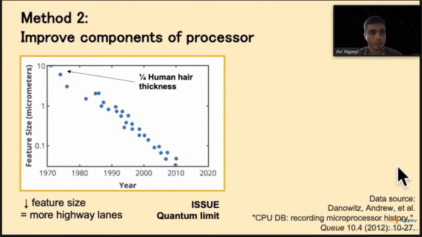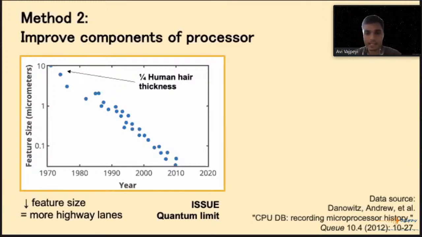Now, the second method was to improve the components of our processor. So the idea is that we want to improve the internals. By improving the internals, we're in a way increasing the number of highway lanes on our processor for the electrons to move through the processor. But this is kind of interesting. It's like you're increasing the number of highway lanes, but you're keeping the width of the highway the same.